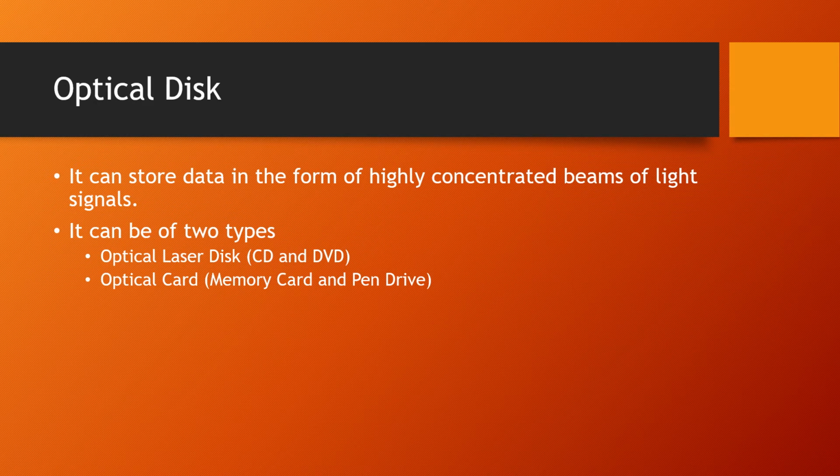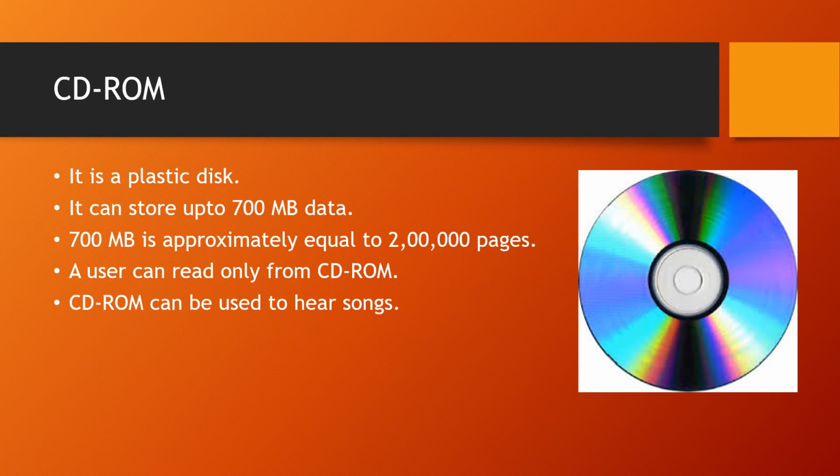Next is the optical disk. It can store data in the form of a highly concentrated beam of light, and it can be of 2 types: optical laser disk, also known as CD and DVD, and optical card like memory card and pen drive. Now CD-ROM. It is a plastic disk and the capacity of a general CD is approximately 700 MB. 700 MB means it can store approximately 2 lakh pages of text, and a user can only read from a CD-ROM. A user can't write data in a CD-ROM. A CD-ROM can be used to hear songs also.